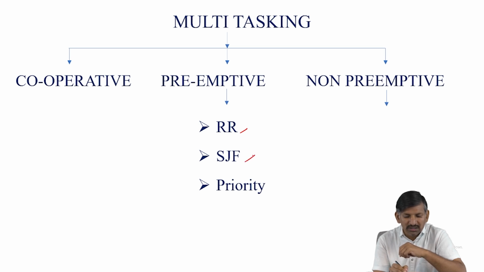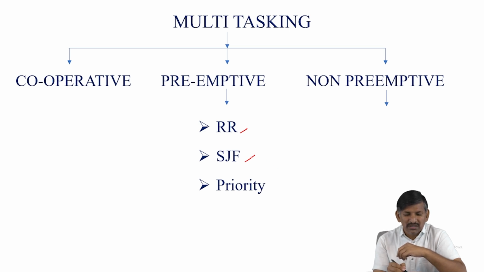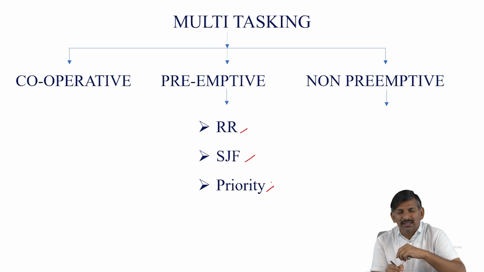Next, shortest job first scheduling. Whatever processes are available in the ready state, among them, the process having less execution time is scheduled first. That is called shortest job first scheduling. Next, priority. Among the processes available in the ready state, the one having the highest priority is executed first.